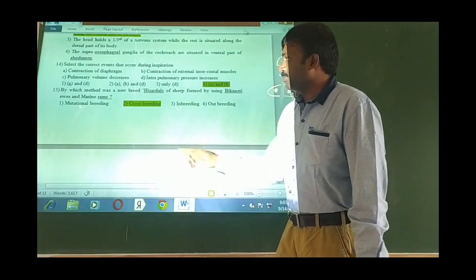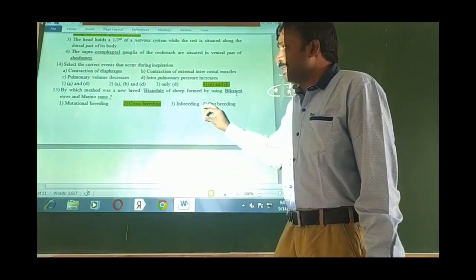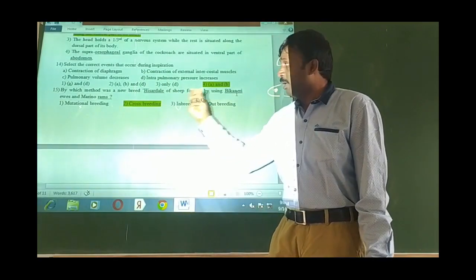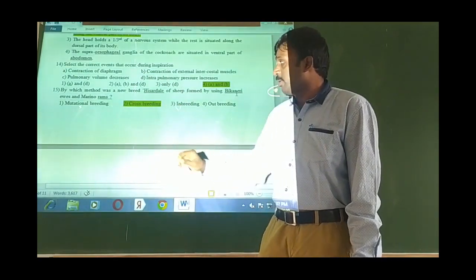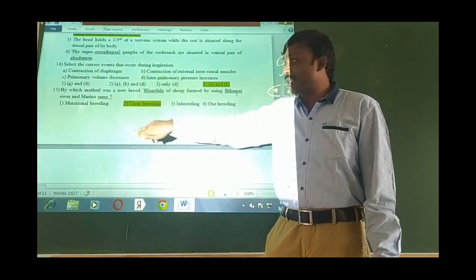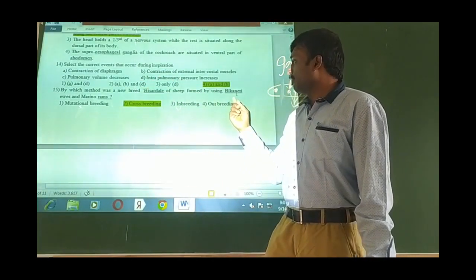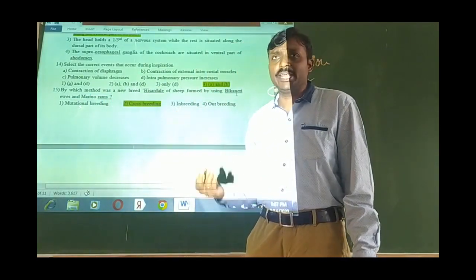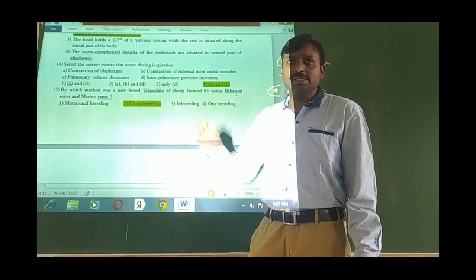Then moving to the next question. This is again from the chapter strategies for food enhancement, and this is also a very direct question. Pisardae, which is a crossbreed developed from Bikaneri ewes and Merino rams. Very direct question. So crossbreeding, Pisardae.